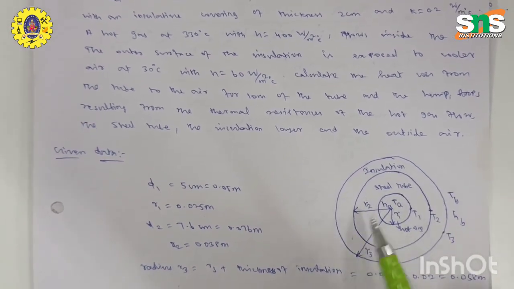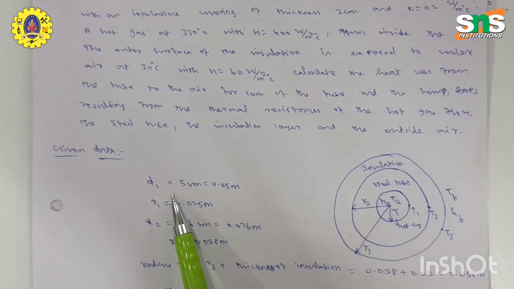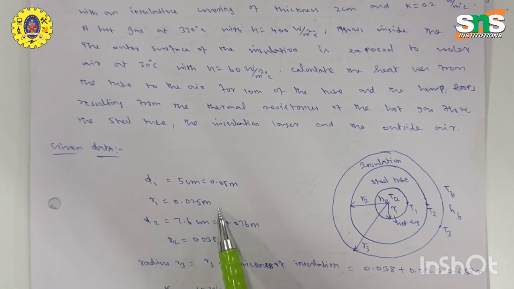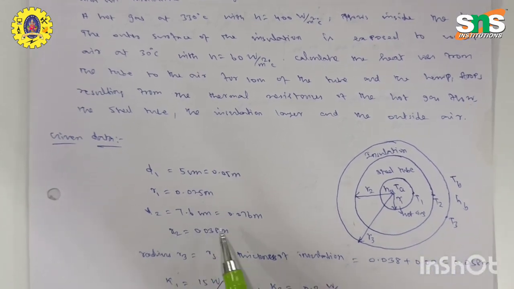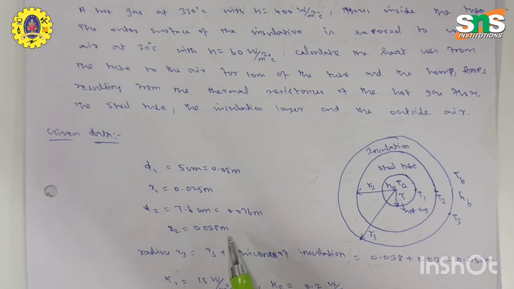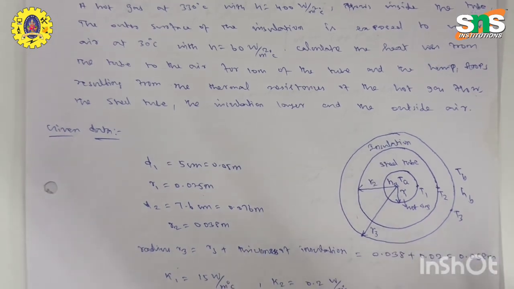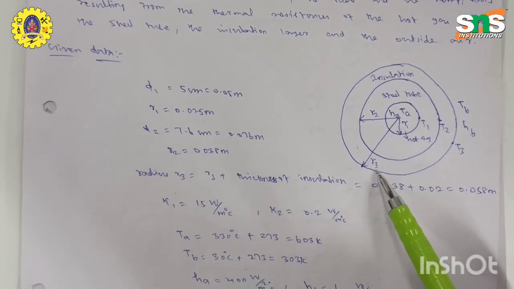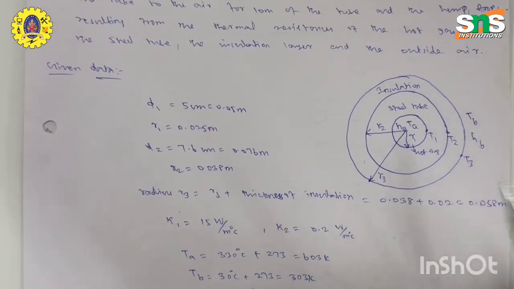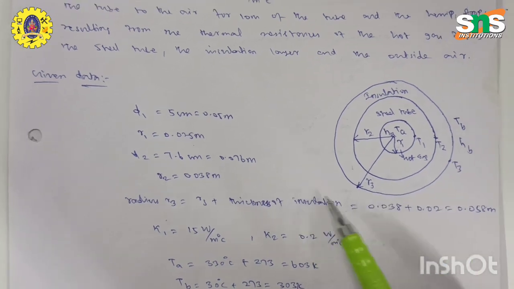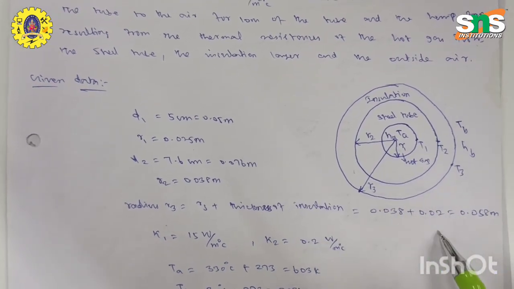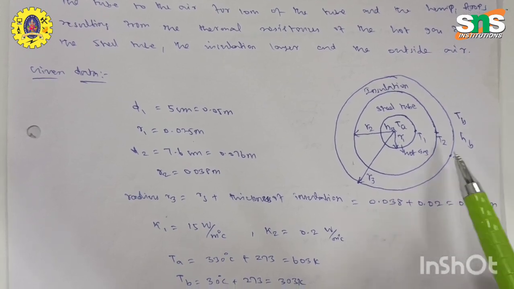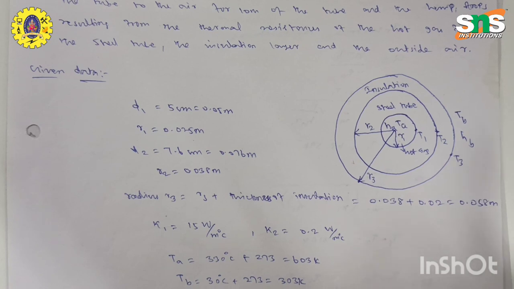data through this diagram. Diameter 1 is equal to 0.05 meter and radius is 0.025 meter, and diameter 2 is 0.076 meter and the radius is 0.038 meter. And the radius R3 is equal to the total outside radius, which is R2 plus thickness of insulation. Here R2 is equal to 0.038 and thickness of insulation is also given as 0.02. So the total radius of this cylindrical tube is 0.058 meter.